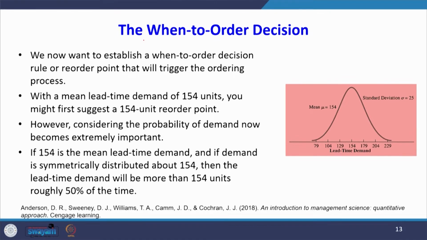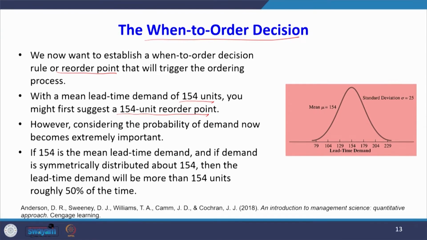The next point is the when to order decision. So, for the when to order decision, we need to know the reorder point. We now want to establish a when to order decision rule, or reorder point, that will trigger the ordering process. With a mean lead time demand of 154 units, you might first suggest 154 units as the reorder point, because the lead time demand is 154, that is the average lead time demand. You may think that you can order at 154 units.